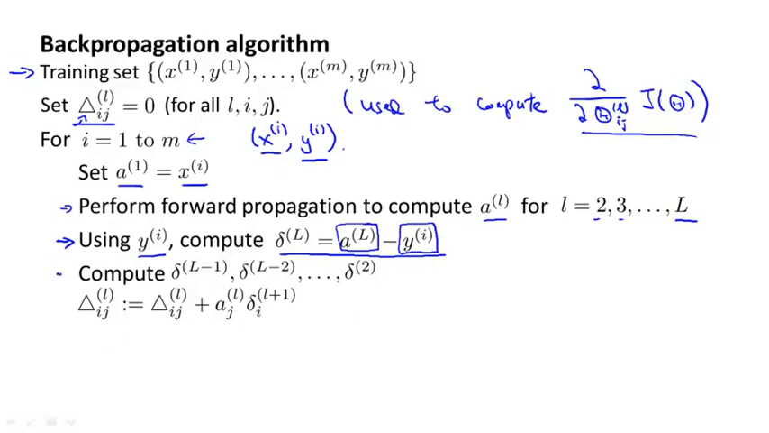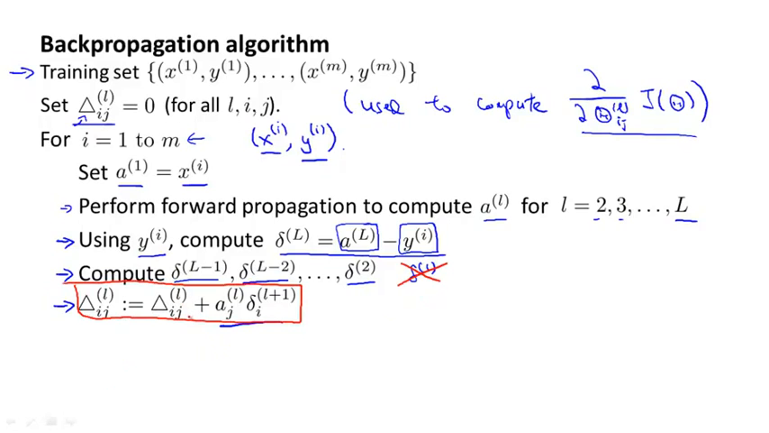Then we use the backpropagation algorithm to compute delta L minus 1, delta L minus 2, and so on down to delta 2. Once again, there is no delta 1 because we don't associate an error term with the input layer. And finally, we use these capital delta terms to accumulate these partial derivative terms that we wrote down on the previous slide.